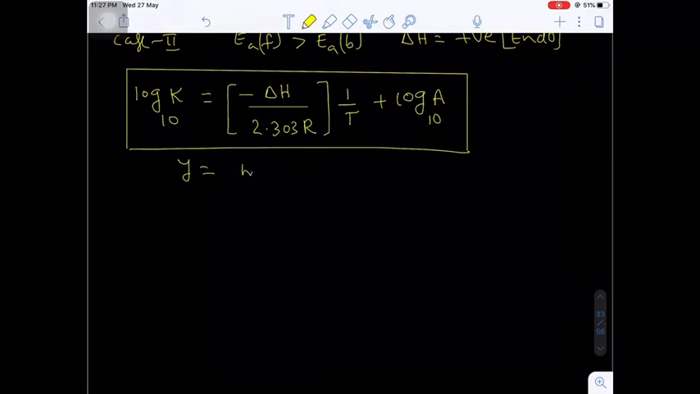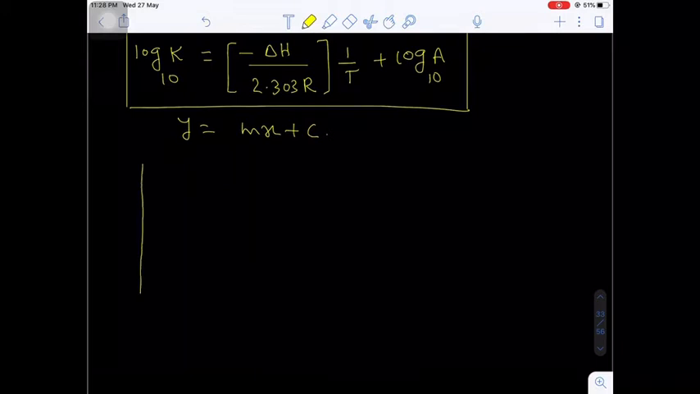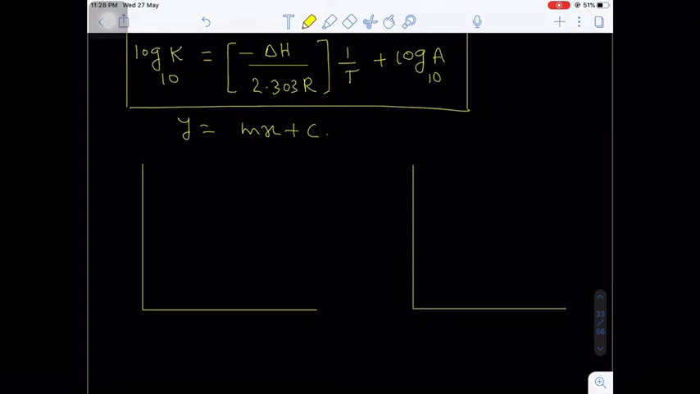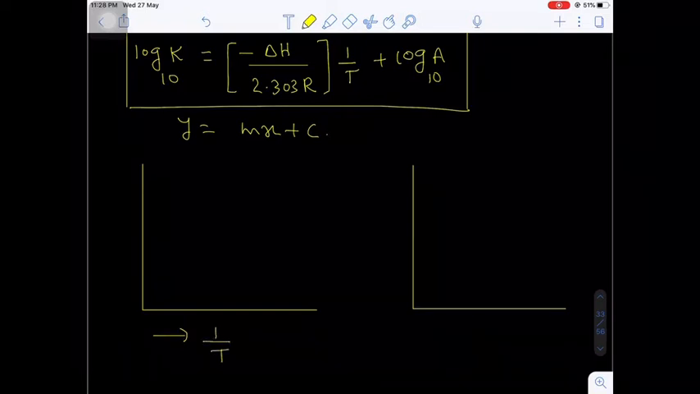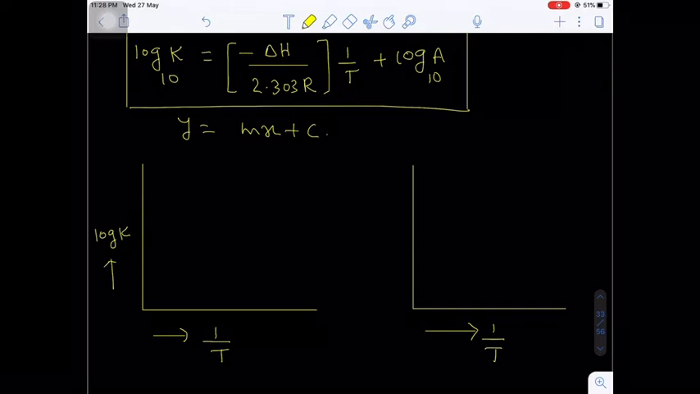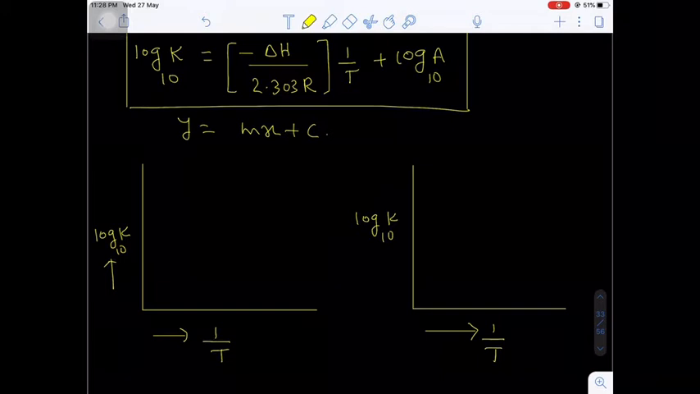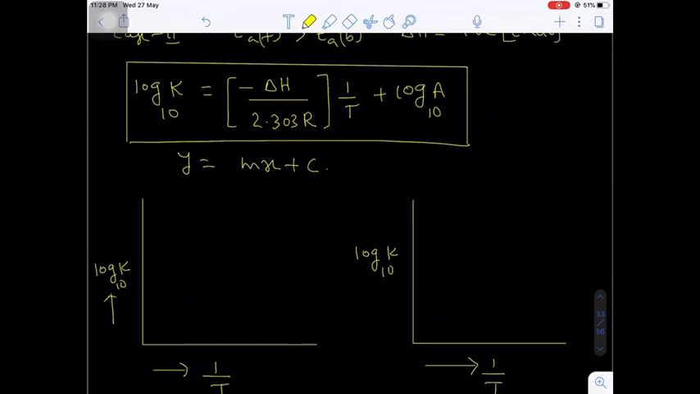Now I am drawing this graph. This is in the form of y is equal to mx plus c. Okay. Now again on the y-axis, log K, that is the equilibrium constant. On the x-axis I am taking the 1 by T value. On the y-axis I am taking the log of the equilibrium constant to the base 10.